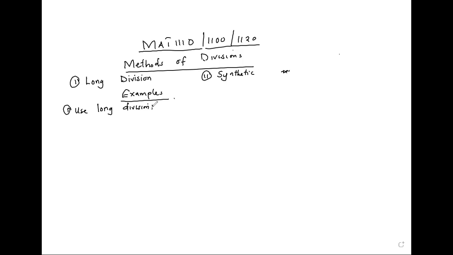f of x is equal to 5x power 3 minus 19x squared plus 16x minus 4. You are dividing this by x minus 5. Okay, so you're dividing this by x minus 5.